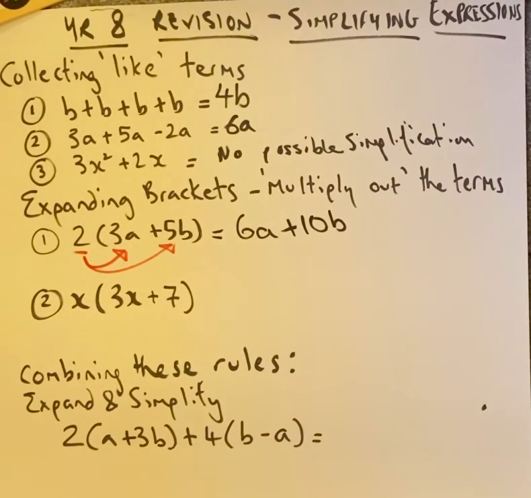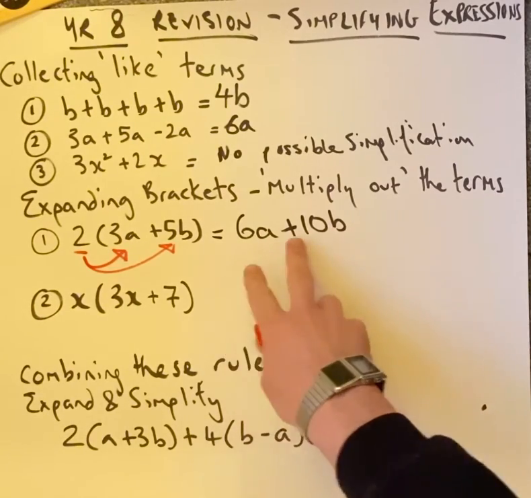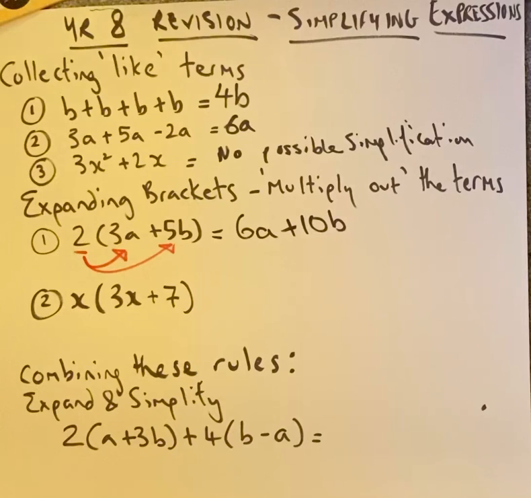And then if we look, there's no way of simplifying this anymore because this is a multiple of a and this is a multiple of b. They're not connected in any simple way. There's nothing alike about them.